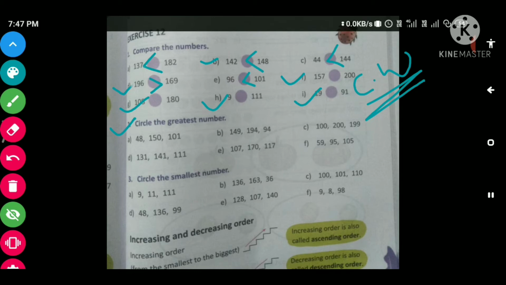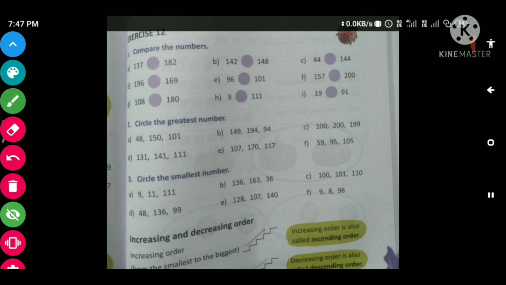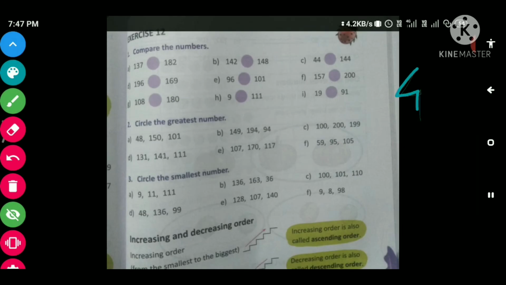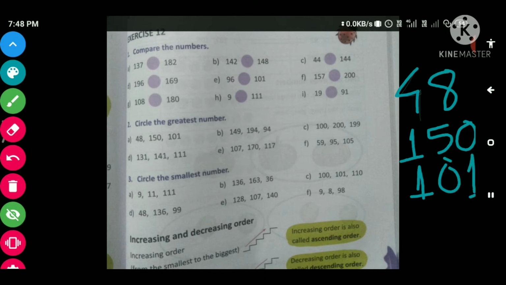Okay, so now see the first one. The numbers that are given, what are they? First is 48, second number 150, and the third number 101. Now first of all we'll see the digits. This one has 2 digits and the rest of these 2 have 3 digits. So 3-digit numbers will be greater, so we'll cut this one. This one we will not include.